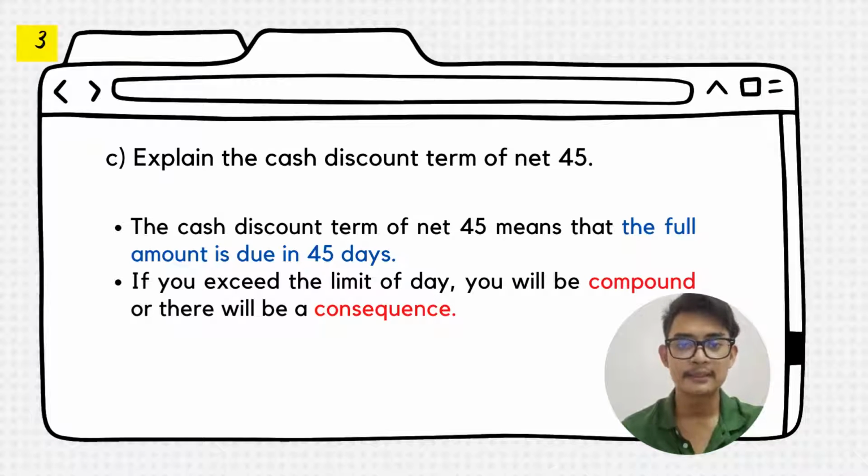C. Explain the cash discount term of net 45. The cash discount term of net 45 means that the full amount is due in 45 days. If you exceed the limit of days, there will be a consequence.